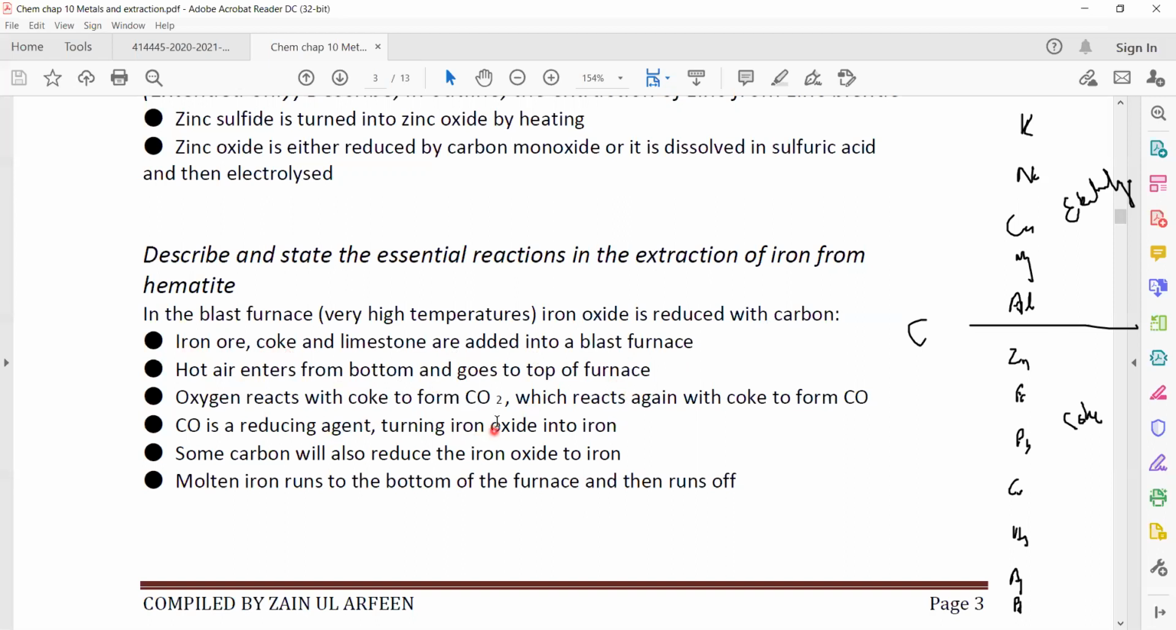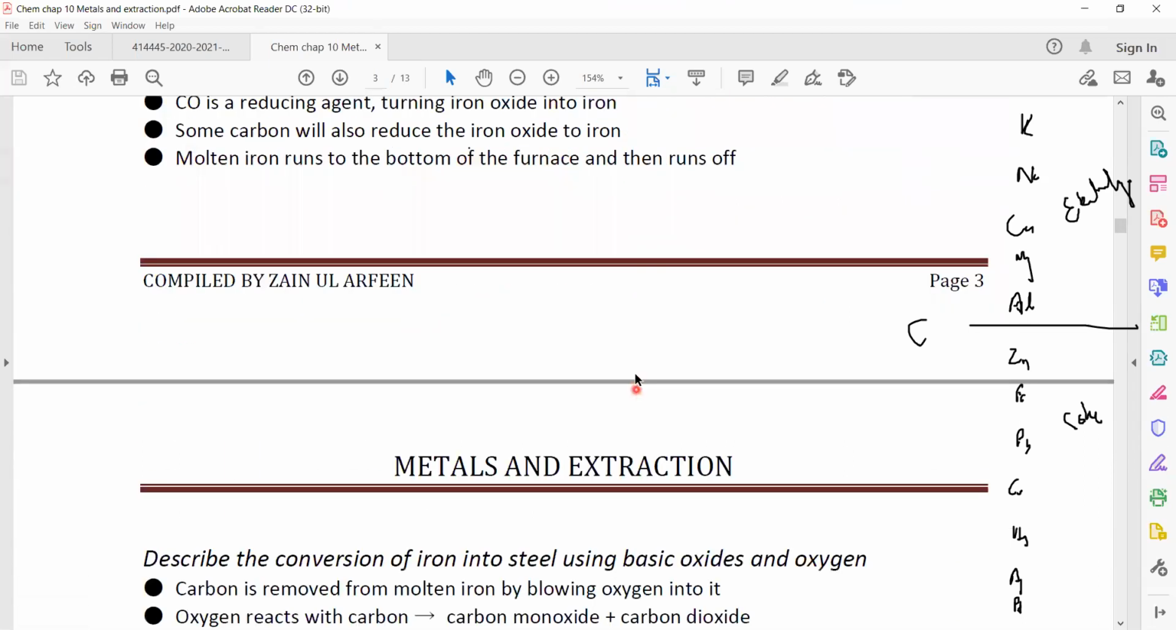Oxygen reacts with coke to form carbon dioxide, which increases the temperature, as the formation of carbon dioxide is exothermic. Then carbon dioxide further reacts with coke to form carbon monoxide. Carbon monoxide is a reducing agent which reacts with the iron ore and reduces iron oxide to iron. Some of the iron oxide will also be reduced by carbon, because carbon itself is also a reducing agent, and molten iron runs to the bottom of the furnace and then we remove it from the furnace.